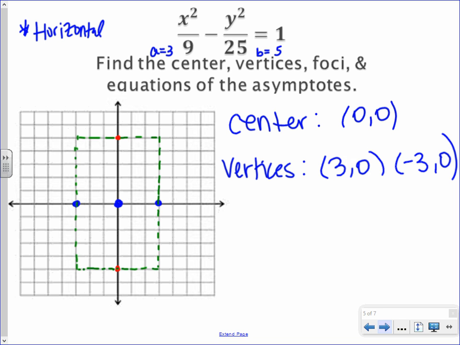And then what happens is our asymptotes go through the center and the corner. So they become the diagonals of this rectangle. So through the center and corners, we're going to draw our asymptotes.